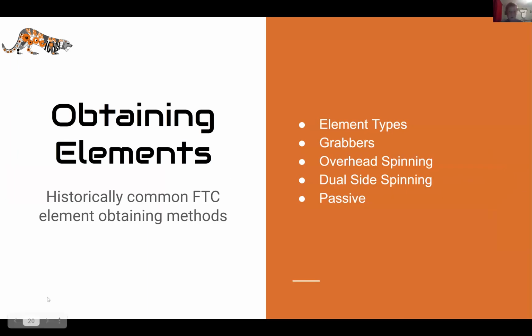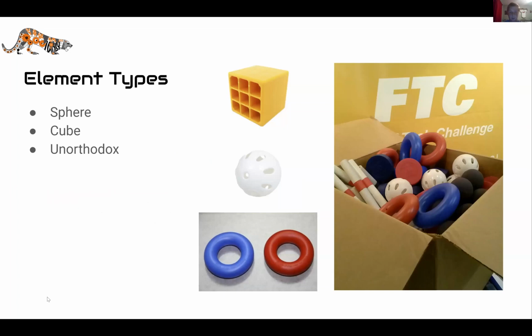So obtaining elements is normally the first part of your scoring. The first thing you have to consider is the element type, which determines what you're actually grabbing or getting the elements with, which could be grabbers, overhead spinnings, dual side spinnings, or a passive intake. Those are used to pick up the game elements that we talked about earlier.